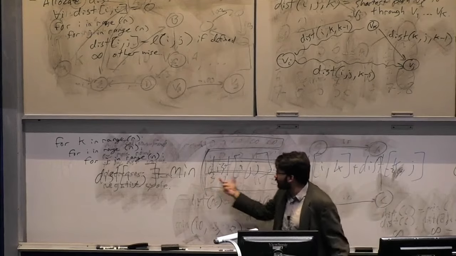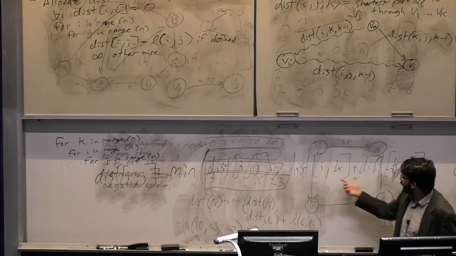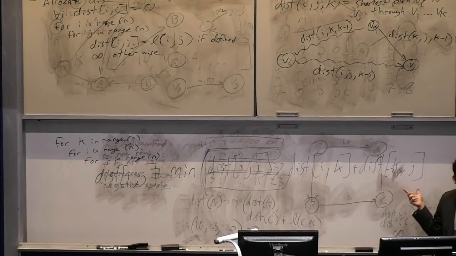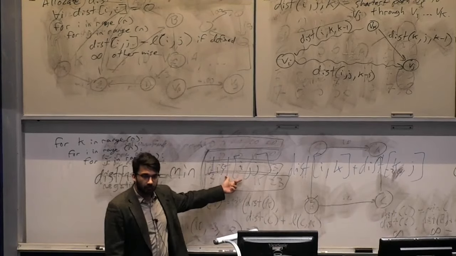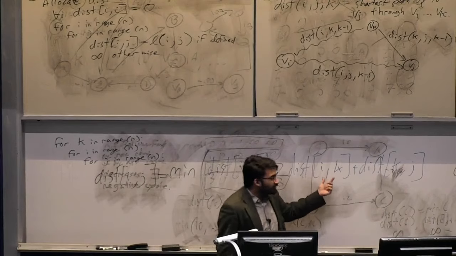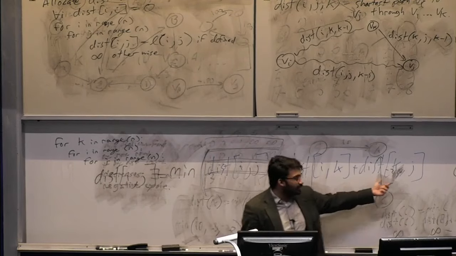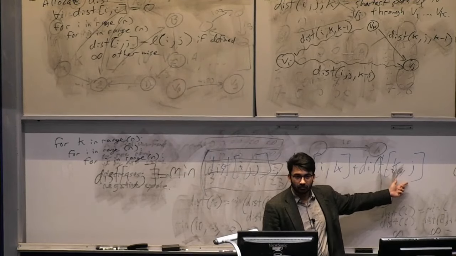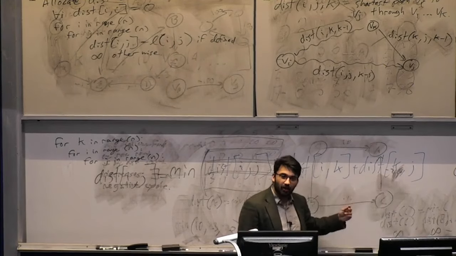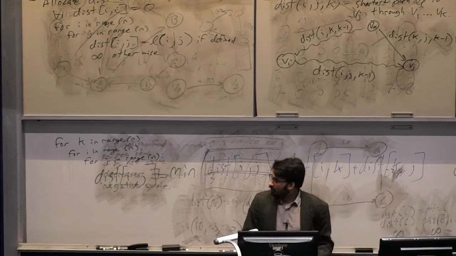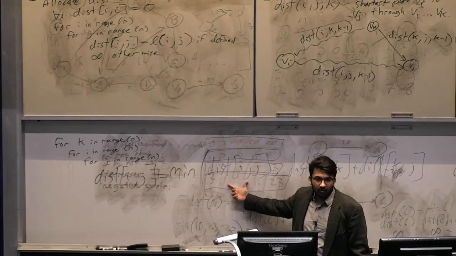Dist ij takes on the min of dist ij, or dist ik plus dist kj. What is this? Dist ij is the current stored minimum path from i to j. Dist ik plus dist kj is the shortest path from i to k and then k to j, so that's the shortest path from i to j through k. Dist ij is the shortest path overall.